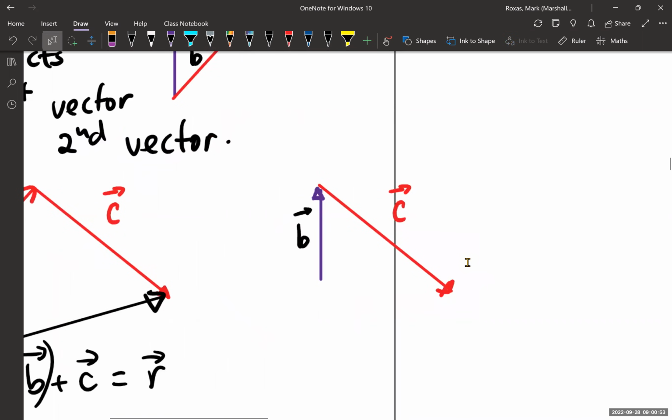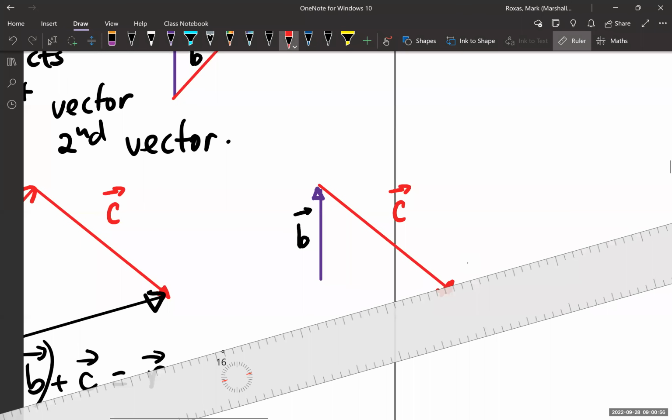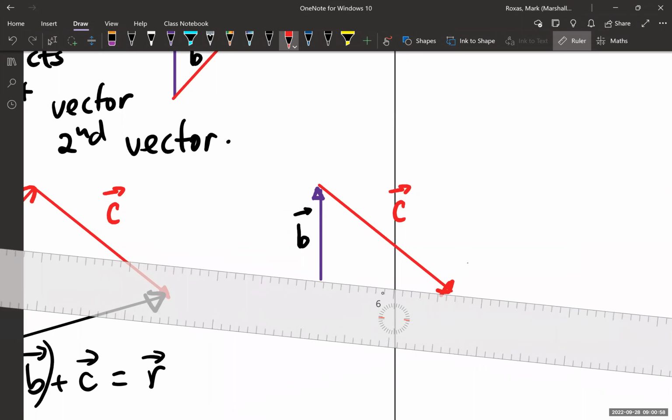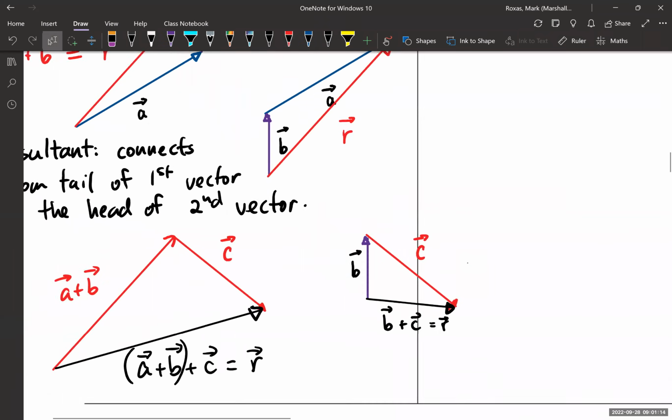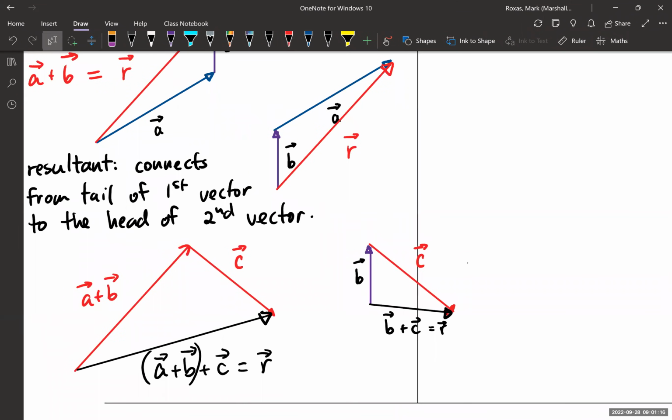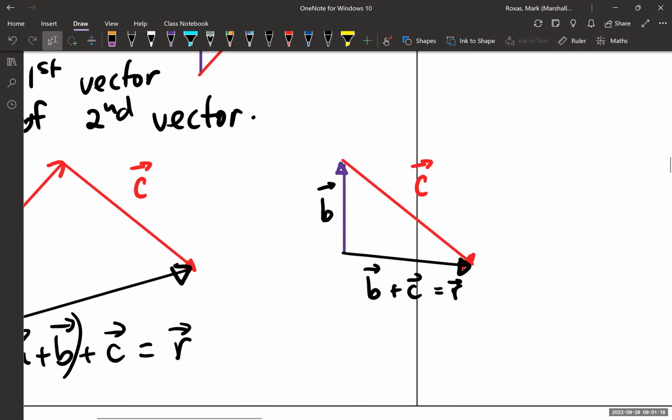Okay, and then I'm going to draw a resultant. And so I'm going to go from the tail of B to the head of C. So vector B plus vector C. Okay. Now, and then the final example there is B plus C in brackets. Oh, A plus B plus C. Okay, so A plus B plus C.